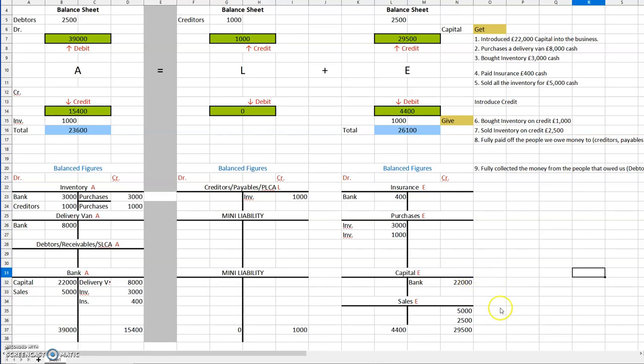Okay, now the last time I got as far as here, I put 2,500 into the sales. So that made our equity go up. Sales is a mini equity account. To make a mini equity account go up, you credit. So I put 2.5 there.